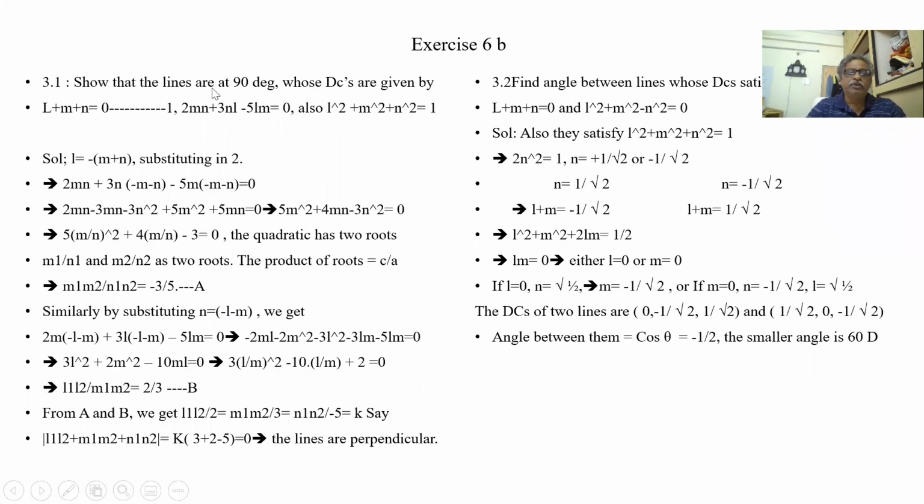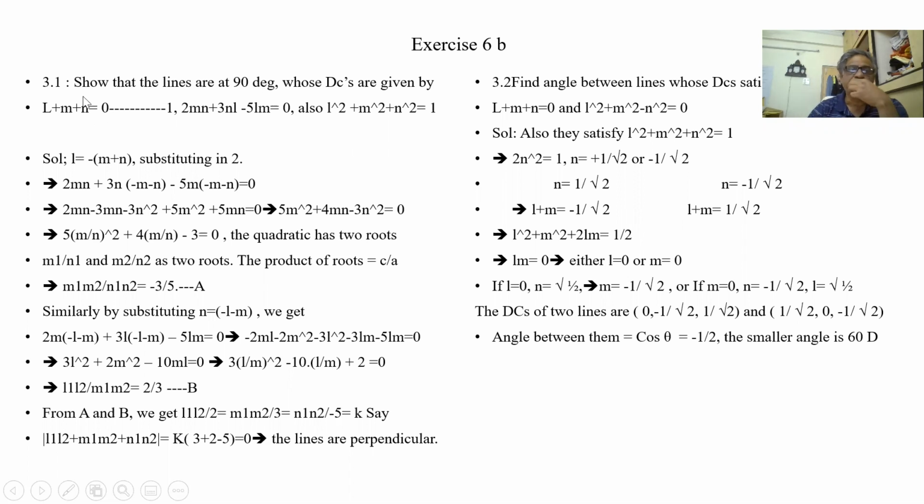Now let us see. Show that two lines are at 90 degrees whose DCs are given by L1, M1, N1, L2, M2, N2. These two satisfy these two equations: L1 plus M1 plus N1 is 0, L2 plus M2 plus N2 is 0. Similarly, 2MN minus 3NL minus 5LM is 0. And also the relation L square plus M square plus N square is 1 is valid. So with these three equations, we have to find the ratios between L1, L2, M1, M2, all the ratios, so as to find that they are at 90 degrees.